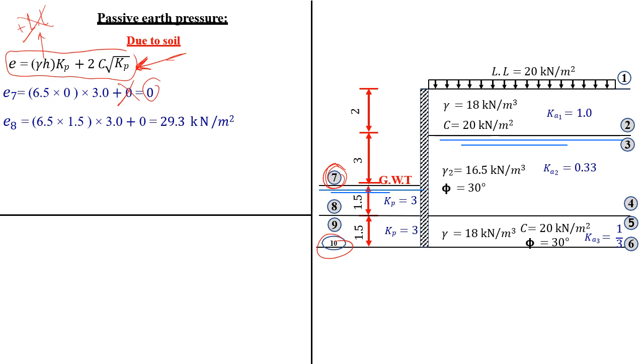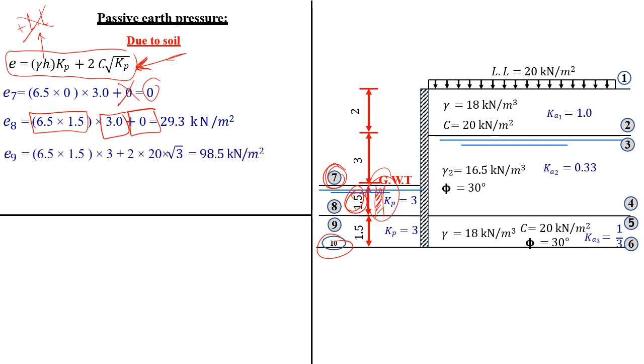For E8, you want to calculate the vertical effective stress at point 8, which will be the gamma submerged, which is 6.5, by the height 1.5. So 6.5 by 1.5 by K passive, which is equal to 3. Point 8 lies within the middle soil layer, which doesn't have a C value, so the second term is equal to 0. For E9, E9 has the same effective vertical stress as E8.